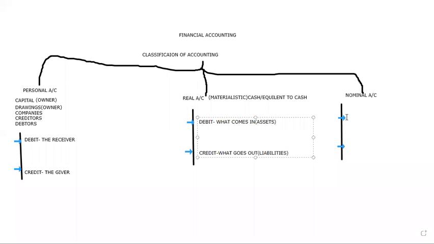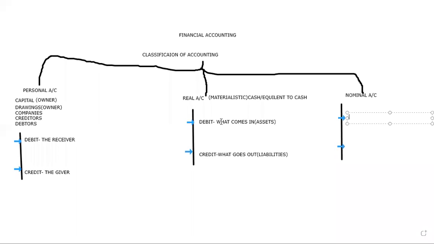And the last thing is about nominal. So what did I say? First, only the main two things: personal and real are our two main things, so debit we always see as what is coming in, or who is the receiver. Means debit will always see something beneficial, something that raises value, and credit will see what is going out, something on a sacrificing end. So one is benefit, one is sacrificing; these two we have taken clearly.